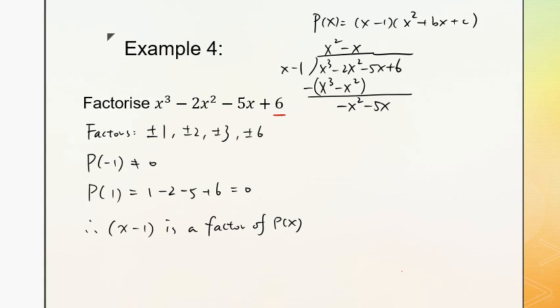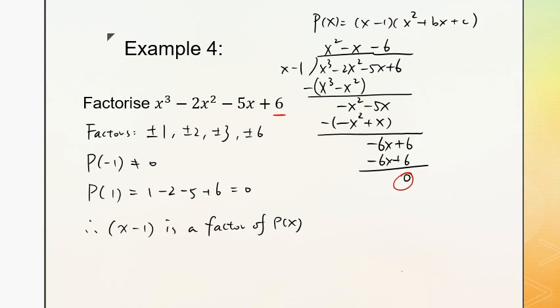Then there will be negative x squared plus x. Again, you do the subtraction. This time it gives you negative 6x plus 6. Negative 6x divided by x, and the answer is negative 6. Again, you multiply that by x minus 1, you have this, and the difference in this case will be equal to 0. It's a way for you to check whether x minus 1 is actually the correct linear factor of your polynomial function. The remainder must be 0.